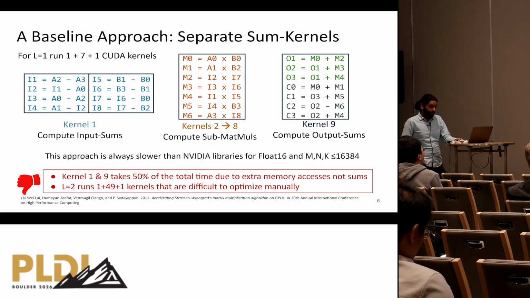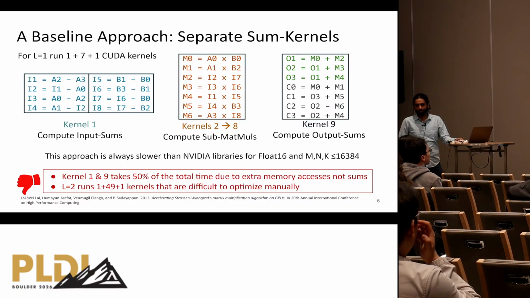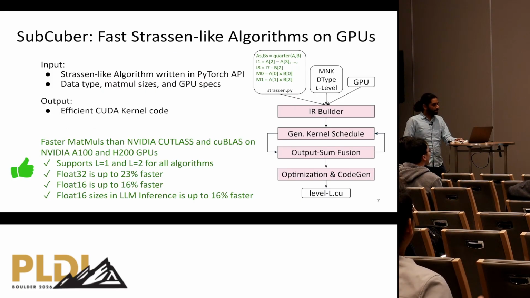And the situation becomes even more difficult at L equal to 2, because then we are going to have 51 of those smaller kernels. So how can we optimize those manually? And that is why I think a compiler approach was the right call here.